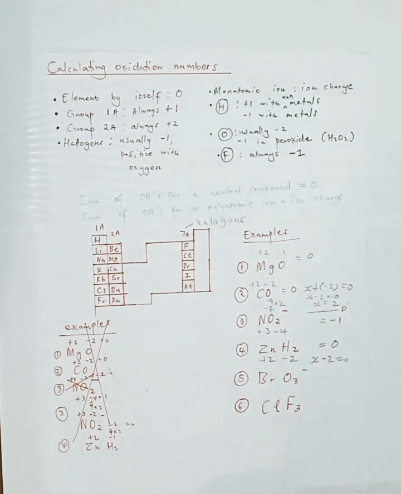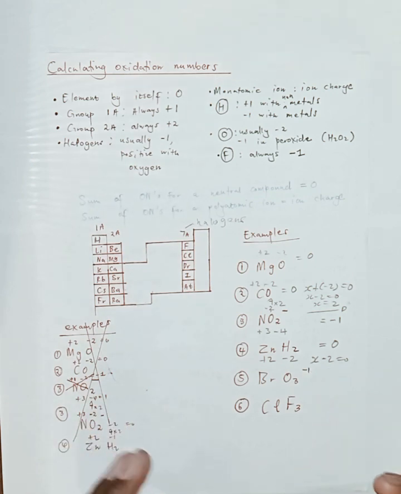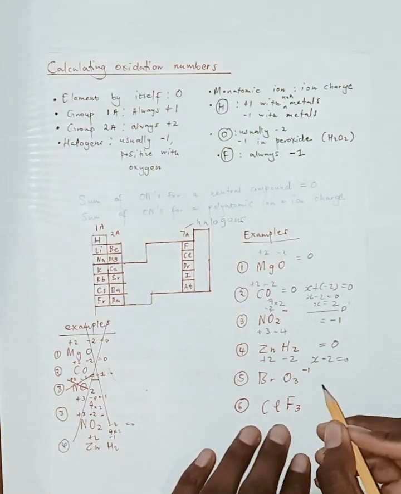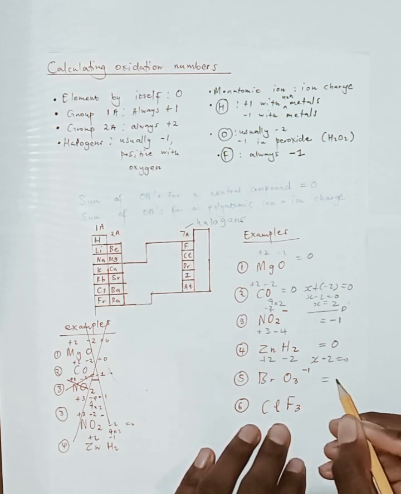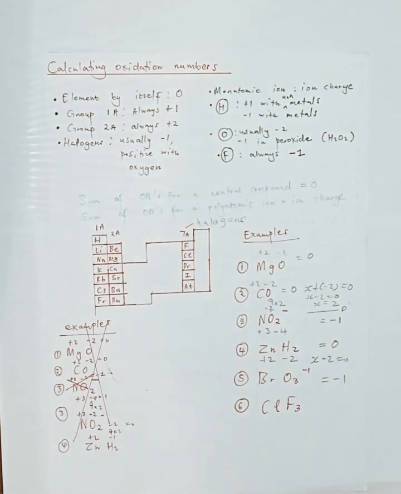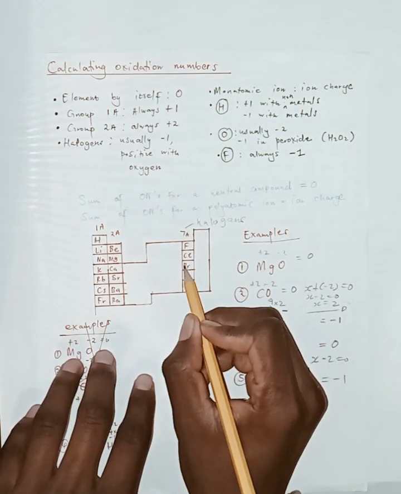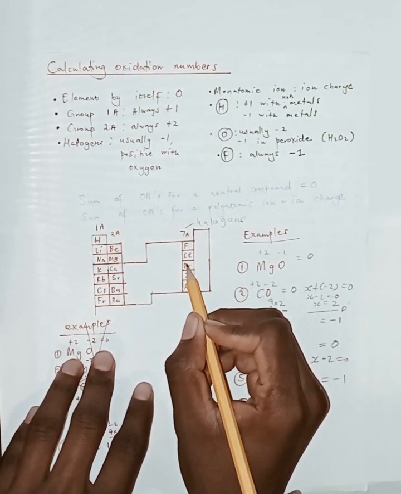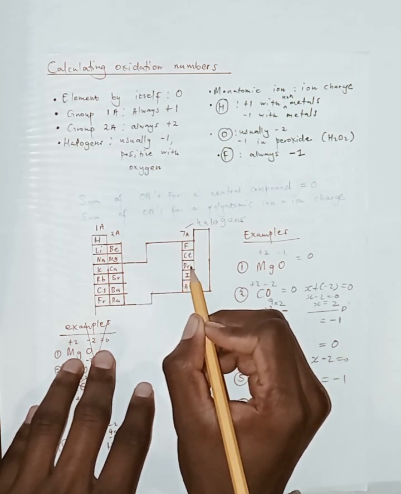Now we move on to number 5. Number 5 is BrO3. As you can see there's a minus there, -1, which means the ionic charge is -1. So the sum of the oxidation numbers for this one is equal to -1. Right, now we go back again to our periodic table and our statements. So Br here, as you can see, it's a halogen, so there it is. My apologies if it's not clear, but that's Br right there.